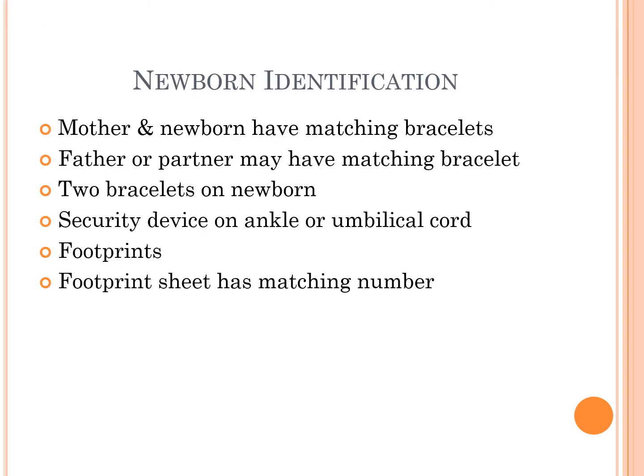So how do we identify these newborn babies? Mothers and newborns are going to get matching bracelets in the room before the baby ever leaves the room. There are times that sometimes we do have to rush baby to the newborn nursery, but you're going to have a nurse that's going to follow right behind with those bracelets and ID baby and mom as soon as possible, okay? They're going to have a security device that goes on their umbilical cord. We're also going to do footprints, and we're going to make sure that we have a footprint sheet that has the number that matches mom and baby's bracelets.